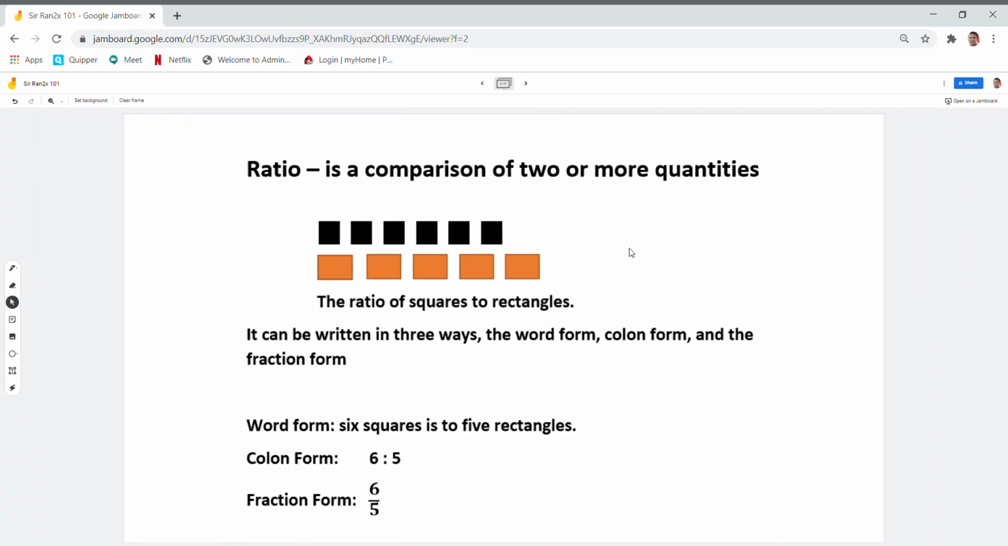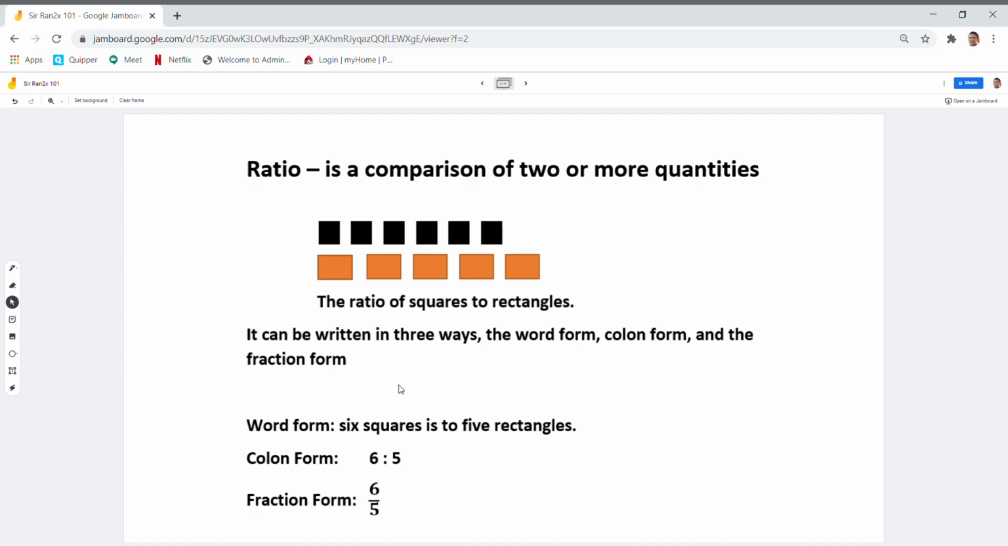Now, let's use this illustration. You are asked to give the ratio of squares to rectangles. For example, you refer to the figures. You have here squares and rectangles. So actually it can be written in three ways: the word form, the colon form, and the fraction form. And these are the ways we can write ratios.